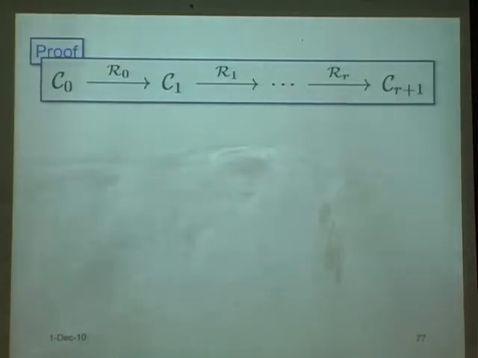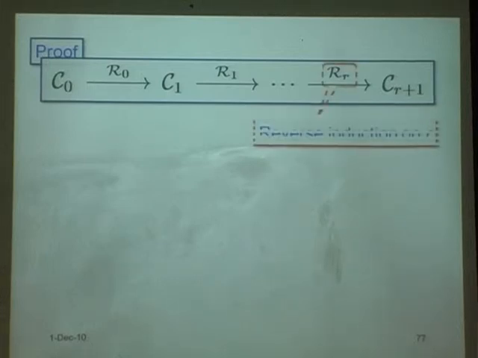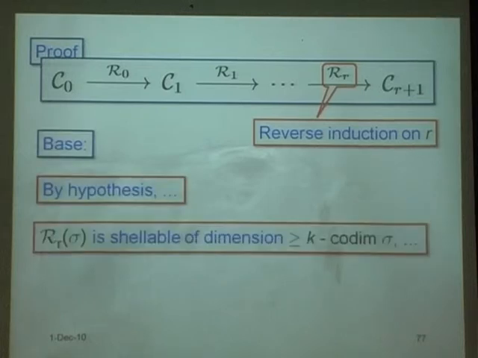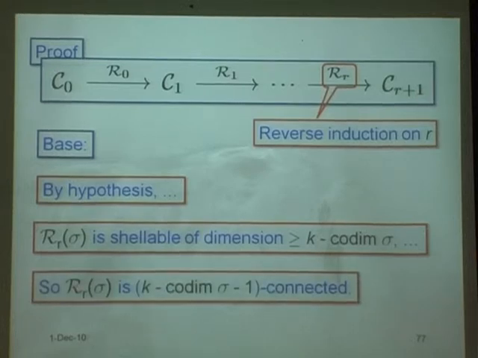Okay, so here is the proof, which is relatively short and painless. So we're going to do reverse induction on R. That is, I'm going to start here and then work backwards. So the base case, by hypothesis, if I apply one round operator on a single sigma, I get a shellable complex of the right dimension, because I just assumed that as the hypothesis. So R of R is k minus codim minus 1 connected because it's shellable.